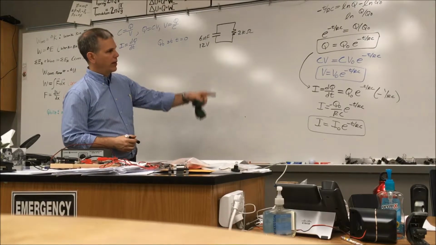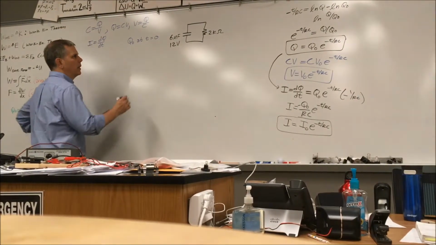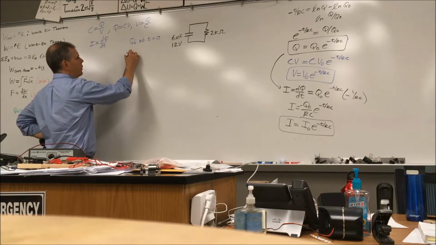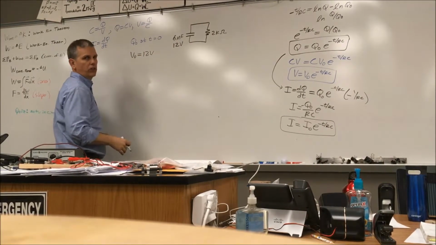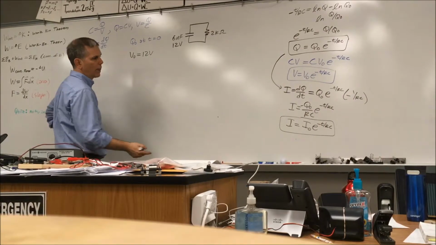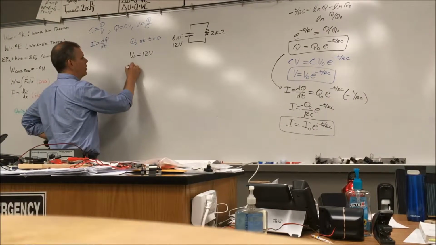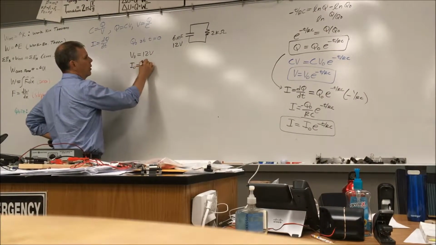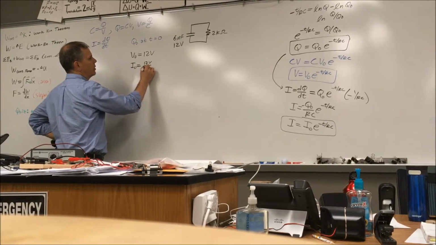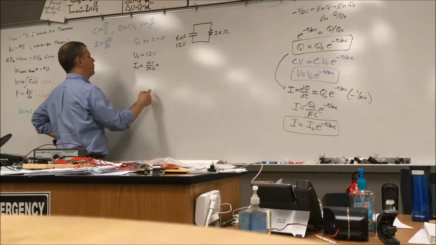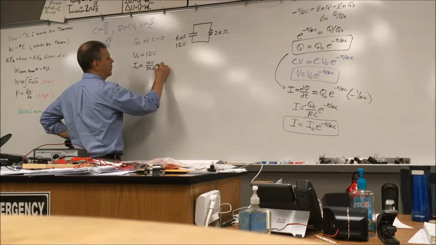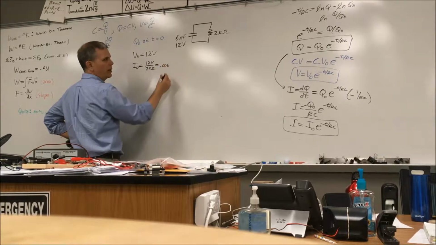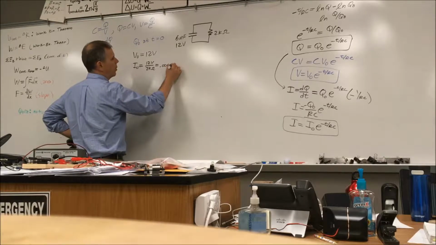Well, let's look down there and figure out all of these things. So V naught will equal what? 12 volts. That's our initial voltage. Our final voltage will be, of course, 0. Our initial current will be 12 volts divided by 2 kiloohms, which will equal, is that 6? Is that right, Luca? Yeah, 6 milliamps.